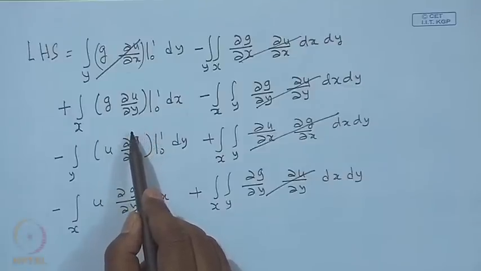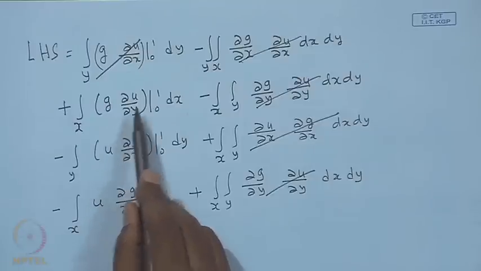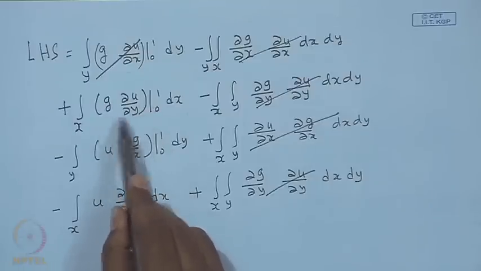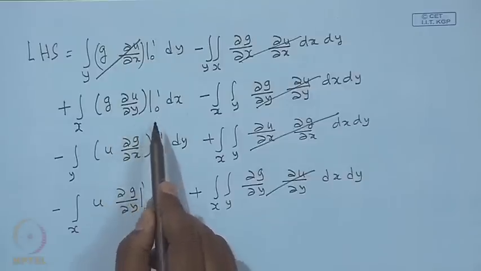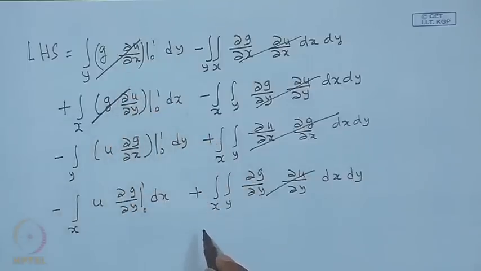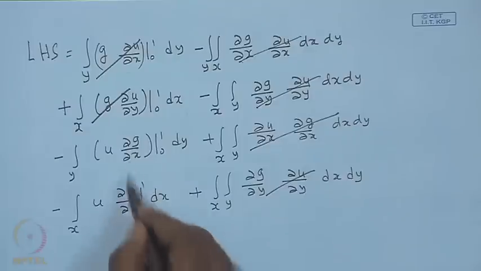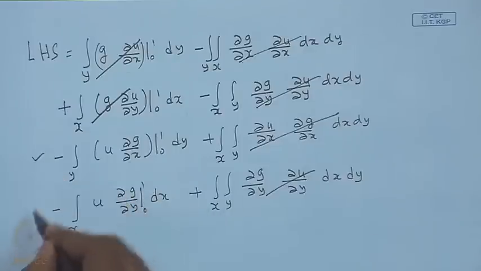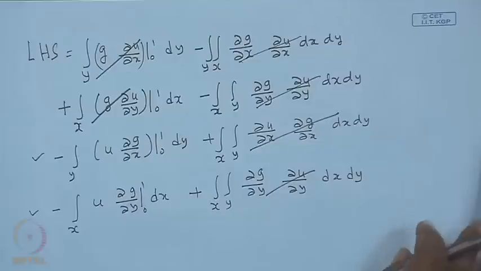We know the boundary conditions in the y direction on g are also homogeneous. So, g at y equal to 1 is equal to 0, and g at y equal to 0 is also 0. So, this term is gone. Now, what are these two terms? Only these two terms will be left behind. So, let us write down these two terms.